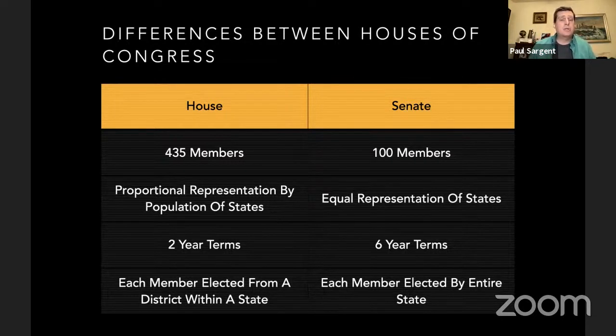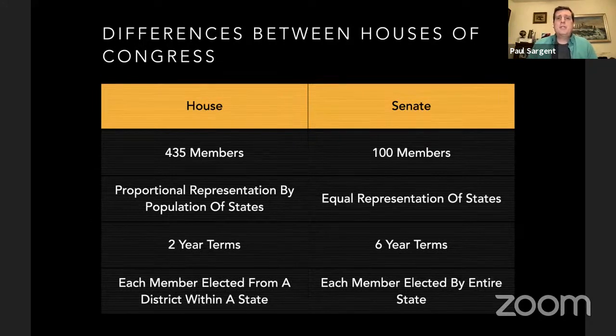So again, using our two extremes, California and Wyoming, California has, I believe, 53 representatives in the House of Representatives. Wyoming has one. In the Senate, California has 2 senators, Wyoming has 2 senators. So there is a balance shift there.